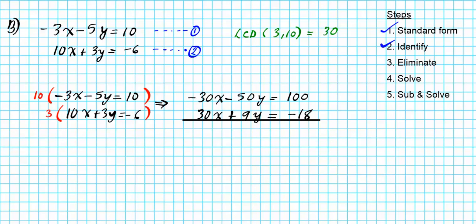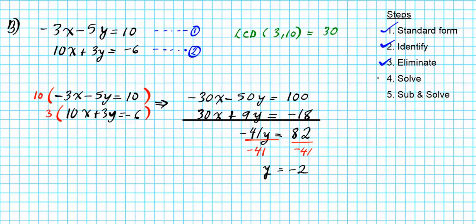If you look at the x's, the opposite of negative 30 is positive 30, which is excellent. Now we're going to combine both equations so that these ones cancel out and you're left with negative 50 plus 9 is negative 41y equals, if you combine these two, 10 minus 18 is negative 8, positive 82. So we just eliminated our variable x. To finish it off, we have to solve for y, divide both sides by the coefficient of y, negative 41. And you end up with y equals 82 over 41 is negative 2.